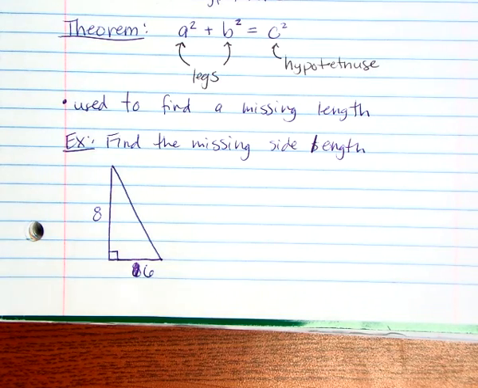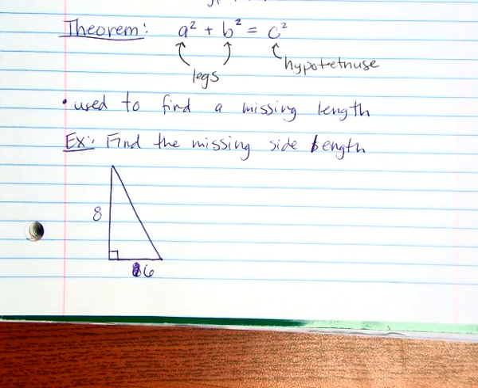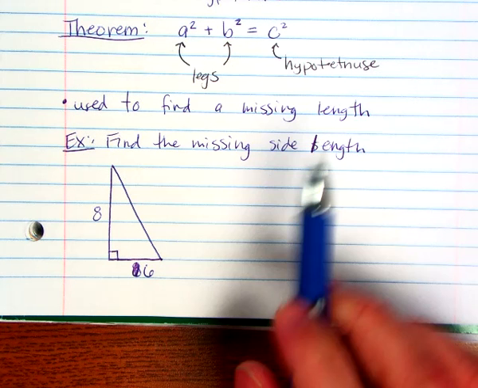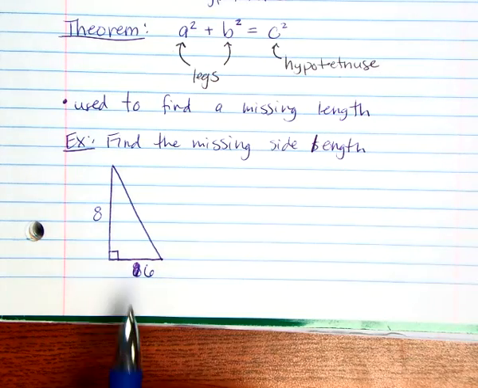So for this triangle, yes, it's a right triangle, so we can use the Pythagorean theorem. We have two sides, and we are finding the third one. We're finding a missing side. If you take a look at the formula that we already had written here, it says a squared and b squared, those are the legs, equals c squared.